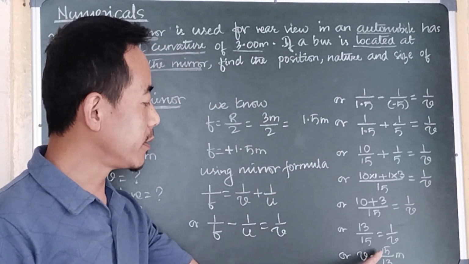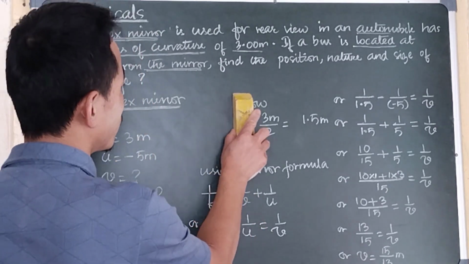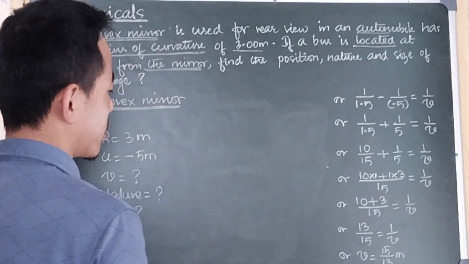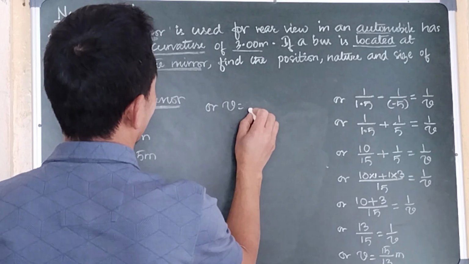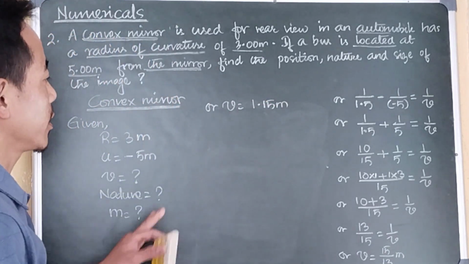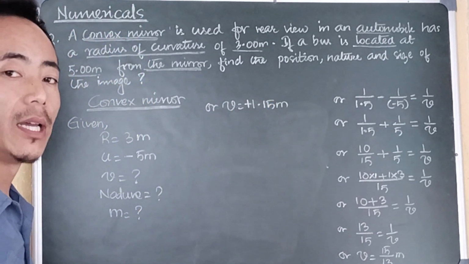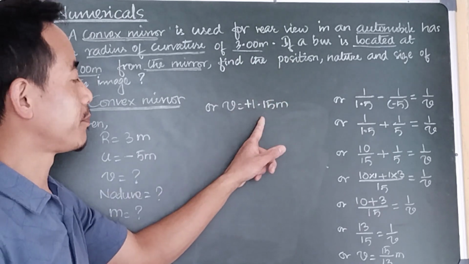So let's divide this, don't leave it like this. So divide 15 by 13. So when you divide 15 by 13, you will get the image distance as 1.15 meter. So you are getting plus 1.15 meter. So this is the image distance. So we have found out the position of the image here.